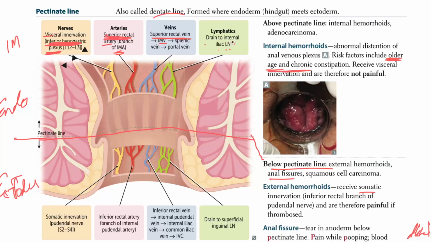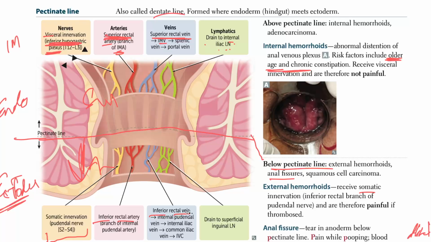Okay. Let's read now below the pectinate line. So what do we have? Below the pectinate line, we have a somatic innervation from the pudendal nerve. Up top, we had the superior. Again, at the bottom, we're talking about below, right? So inferior, right? So this is superior, this is inferior. So everything with inferior. Inferior rectal artery, inferior rectal vein.